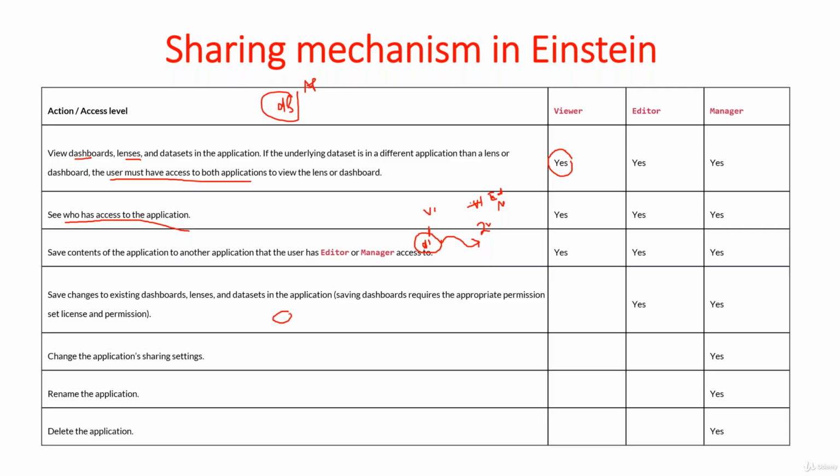Let's see, I have an application A1. Inside this, I have a dashboard and I have edit privilege. Then I can go and modify this dashboard, or I can create another data set in this application. So we can save changes to the existing dashboard, lens, and data set in the application. We can do that if we have edit privilege additionally.